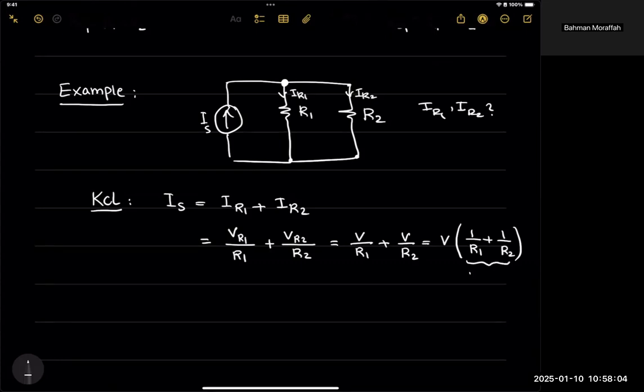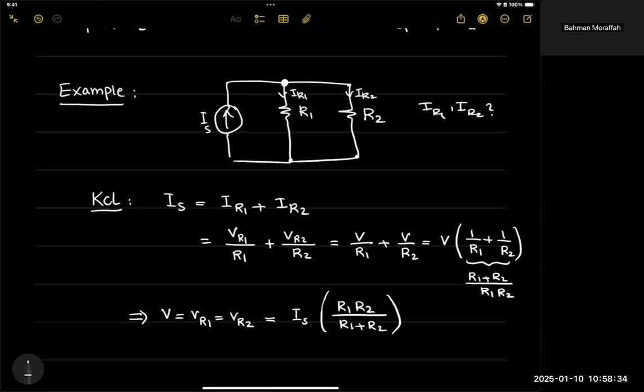I can write this as R1 plus R2 over R1 R2. Therefore, I can compute V, which is V across R1, same as V across R2, to be I of S times R1 R2 divided by R1 plus R2, right?